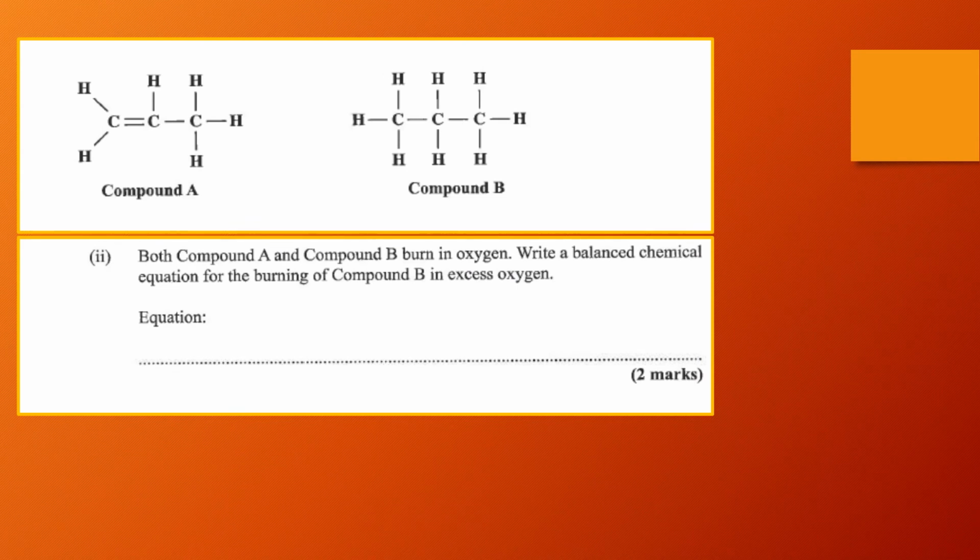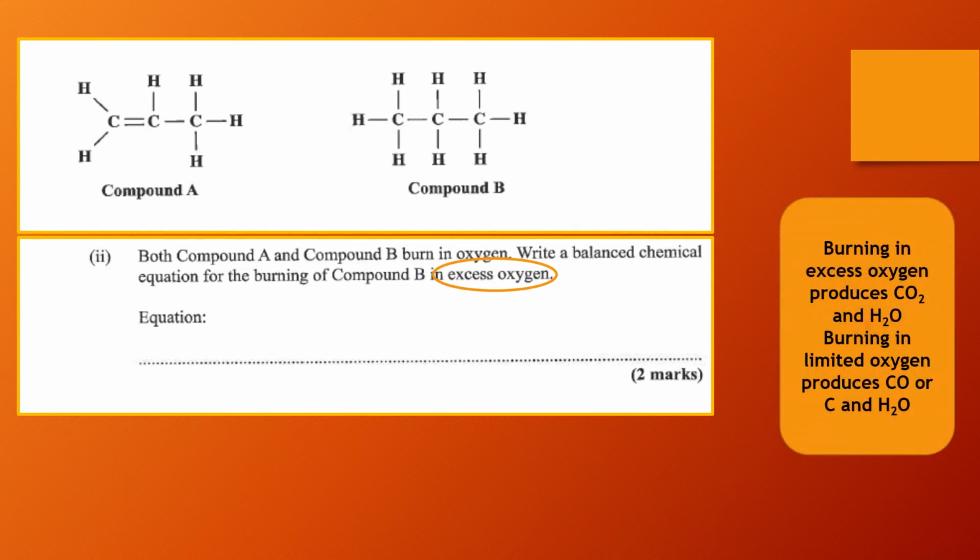Let's continue. Still using compounds A and B. We're told that both compounds A and B would burn in oxygen, and we're told to give a balanced chemical equation for the burning of compound B in excess oxygen. So let us note that the question says excess oxygen. In organic chemistry, substances can burn in excess oxygen or in limited oxygen.